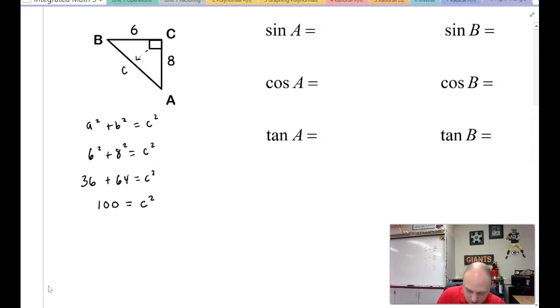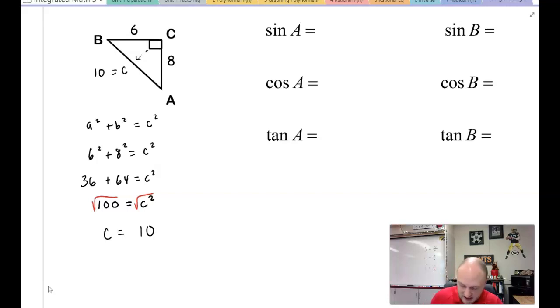Then we'll take a square root of each side. That's how we undo a square. So we get c is equal to plus or minus 10. I'm only going to take the positive value because negative 10 contextually does not make any sense here. So c is equal to 10. My hypotenuse is 10. Now I want to go ahead and identify what's sine, what's cosine, what's tangent.